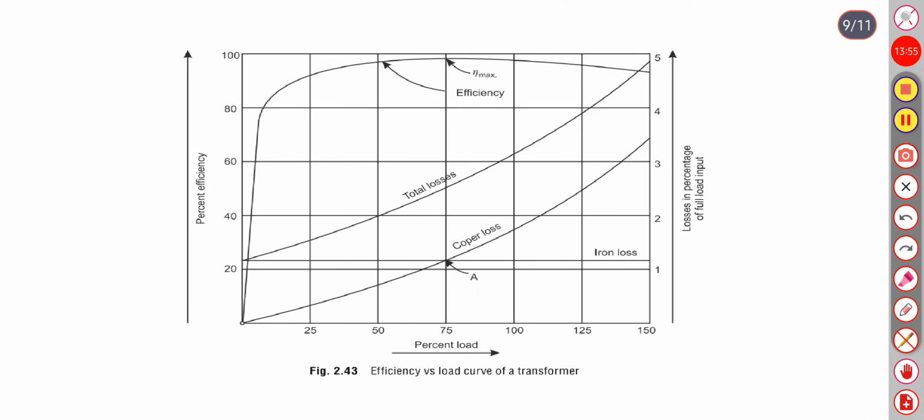Now this is the graph showing the efficiency versus load curve of a transformer. So this is the point A, this is the graph of copper loss and this is the graph of iron loss. Both are intersecting at this point where the percentage load is 75% and efficiency is maximum.